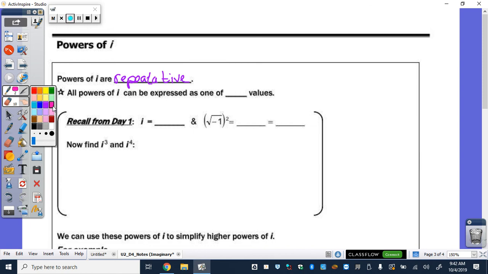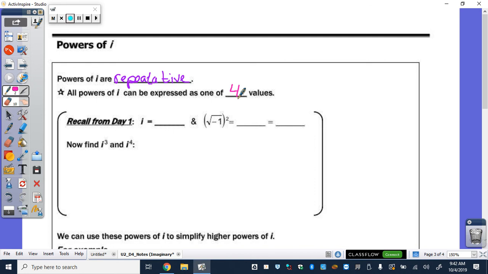So the powers of i are repetitive. They follow a pattern, and they just constantly go through that pattern. All powers of i can be expressed as one of 4 values. They follow a pattern of 4. So when you're simplifying them, which you will have to do with your exponents, it's always going to be one of 4 things.